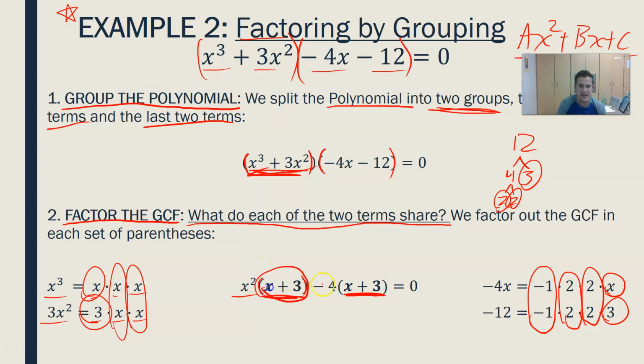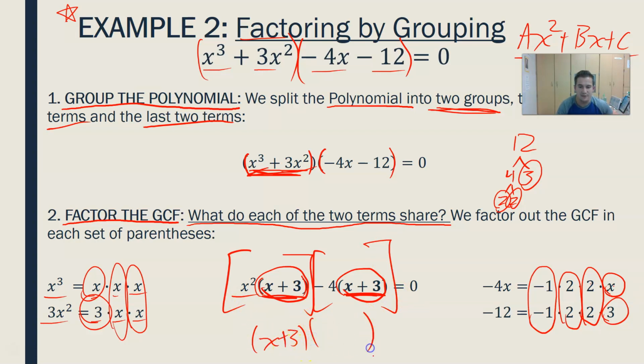So if x plus 3 is a common factor between both of these terms, I'm going to write x plus 3 out in front, and write what I have left in the second set of parentheses. What I have left is x squared minus 4. So notice now I have two different factors, x plus 3 times x squared minus 4.